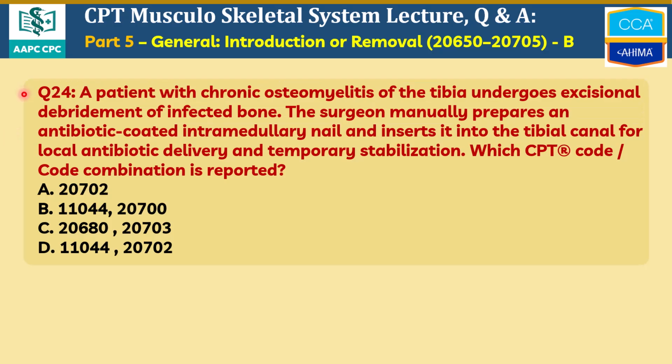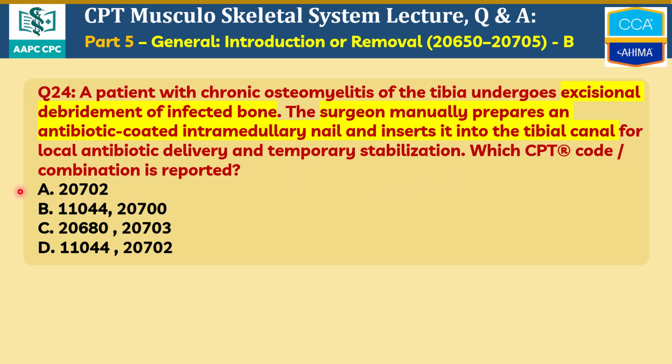Question number 24. A patient with chronic osteomyelitis of the tibia undergoes excisional debridement of the infected bone. The surgeon manually prepares an antibiotic-coated intramedullary nail and inserts it into the tibial canal for local antibiotic delivery and temporary stabilization. Which CPT code or code combination is reported? So there are 4 answers available. Take your CPT code book and find the answer. So here you have to highlight there are 2 procedures. One is excisional debridement of the infected bone and the second one is the surgeon manually prepares an antibiotic-coated intramedullary nail and inserts it into the tibial canal.